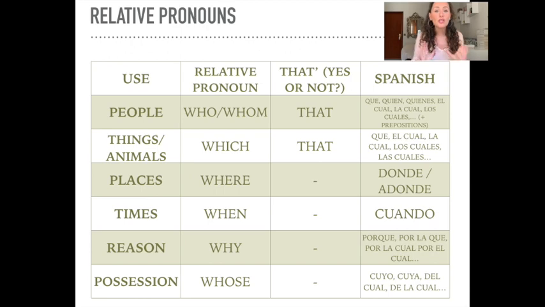When we talk about reason, we say why. Reason es razón. Y why es por qué. La razón por qué o la razón por la cual. Y no usamos that, never ever. And the last one is possession. Possession es posesión, es decir, las cosas que tenemos o que tiene la persona o cosa de la que hablamos. Que nosotros en castellano diríamos cuyo, cuya casa. La casa de alguien. Right?